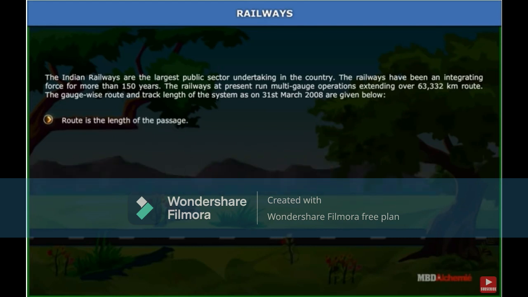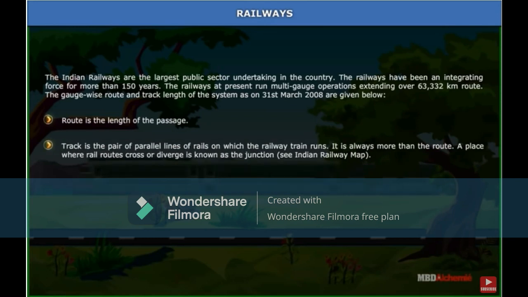Route is the length of the passage. Track is the pair of parallel lines of rails on which the railway train runs. It is always more than the route. A place where rail routes cross or diverge is known as the junction.